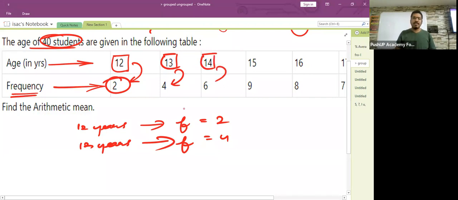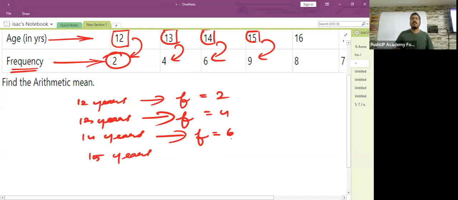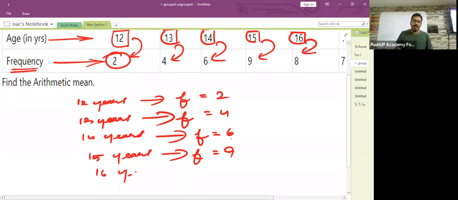Children, the next one is 14. So for 14 years the corresponding frequency is 6. That means the number of people who are 14 years old is equal to 6. The next one is 15. So the number of people who are 15 years old is equal to 9. How many people are 16 years of age? 8 people. The frequency is equal to 8.